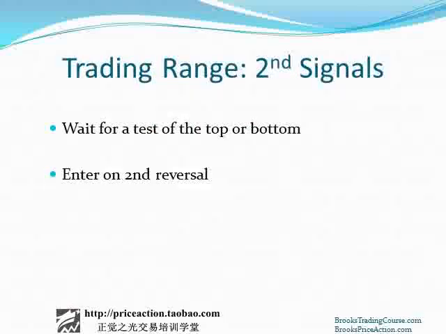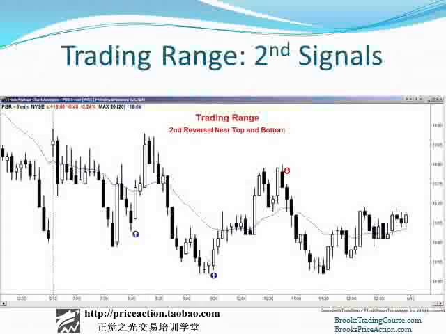Second signals in trading ranges. You wait for a test of the top or the bottom, and then enter on the second reversal. This is a good example. Strong push up, not quite to the top of the range, so it's not clear that this is the top. And then we have a second signal here, and the second signal is a strong bear bar closing on its low. So that's a higher probability sell setup.